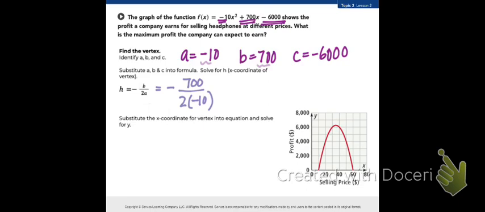Now we want to simplify. So I have negative 700, and 2 times negative 10 is negative 20. And when I divide, I see that that is 35. So again, this is my X coordinate of my vertex. So that means about here at $35, that is where I'm seeing the highest profit.